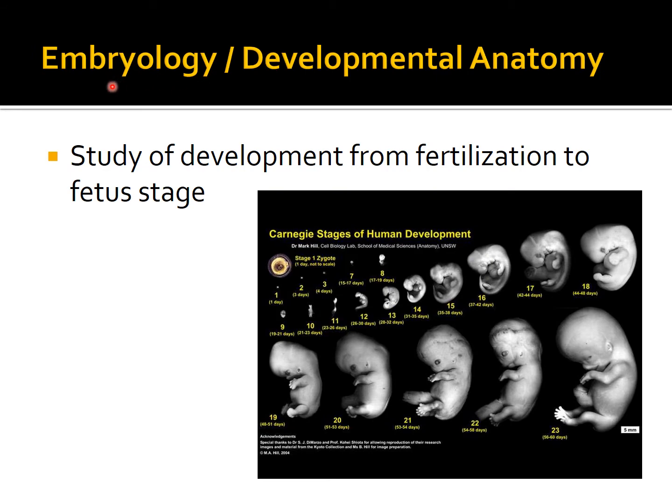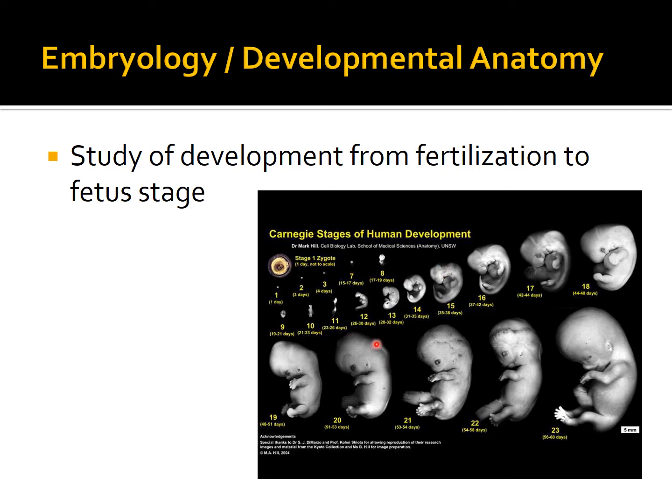What is embryology? Embryology is also called developmental anatomy. What do we study in this part of anatomy? The study of development from fertilization to the fetus stage. When a human being is formed, the sperm and ova fuse with one another to form what is called a zygote. After fertilization takes place, slowly the cellular structures go through different stages, and then finally the fetus is formed.